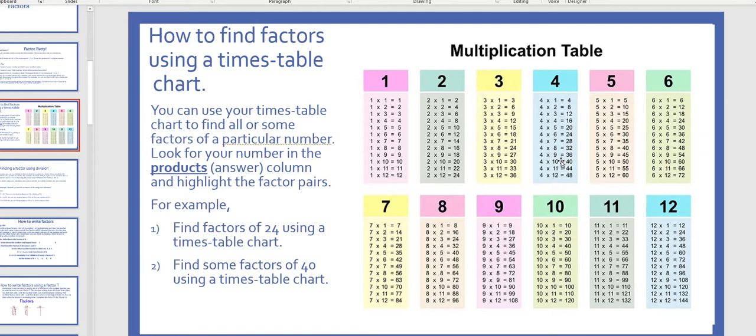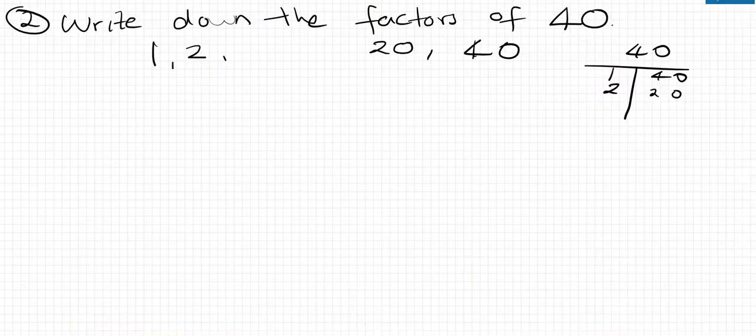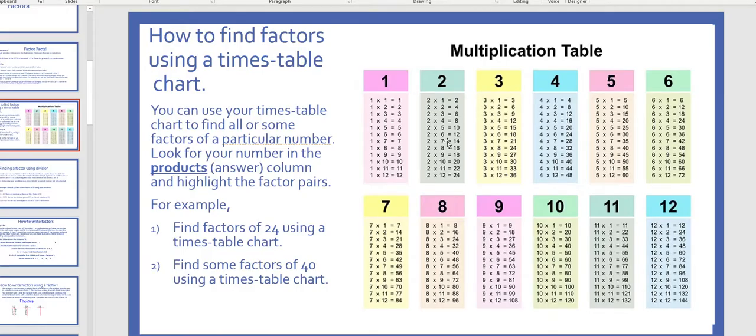Now with 40, you won't see all the factors in this timetable chart because 40 is a larger number. It's a bit too large. For example, I don't see the factors that I found, 2 times 20. We don't see 2 times 20 in our timetable chart, because we only go up to 12. 12 times 12 is the largest number. So our 12 timetables, just keep that in mind. With larger numbers, you don't find all the factors in here, but it's still a useful tool to have.